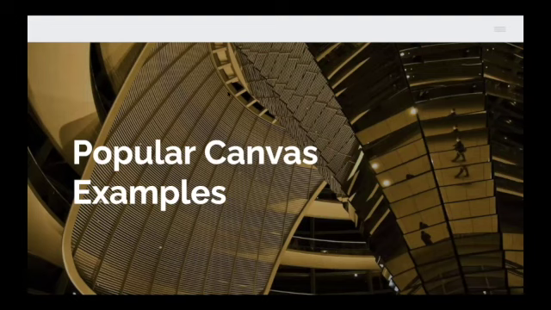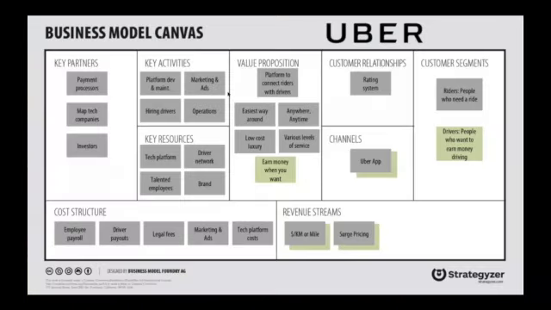So what we're going to do right now is run through some popular canvases that are already out there, so we can look at them as an example of how organizations build out their business models. So this one is the Uber model. Let's all look at the customer segment portion, right? They have multiple customers here.